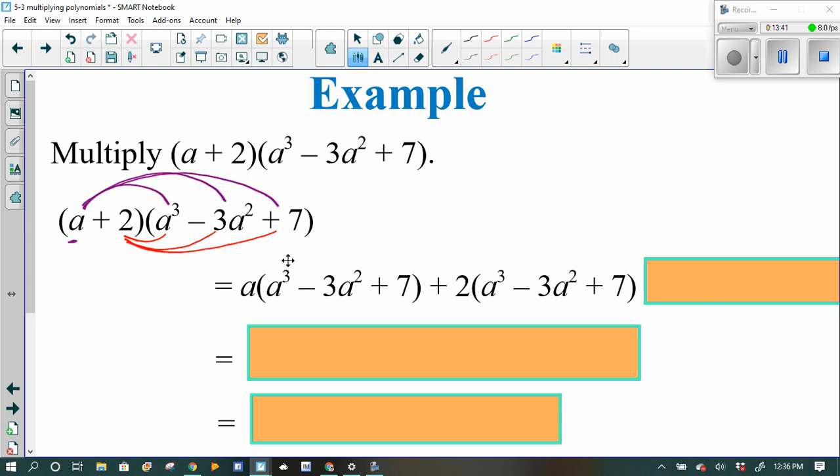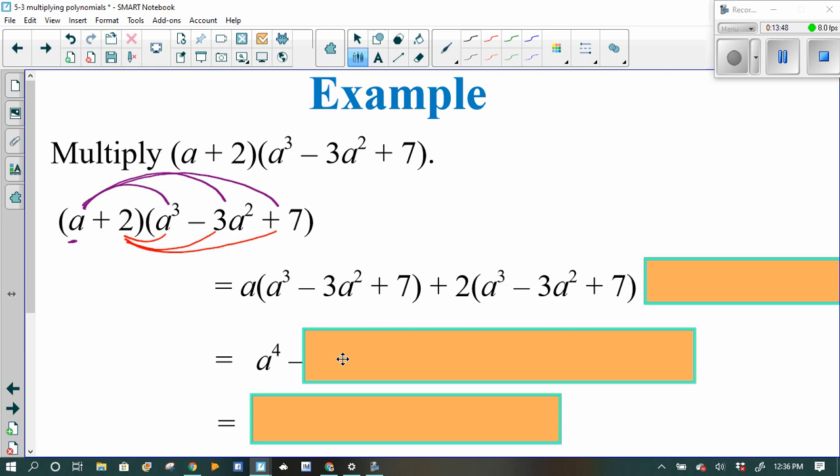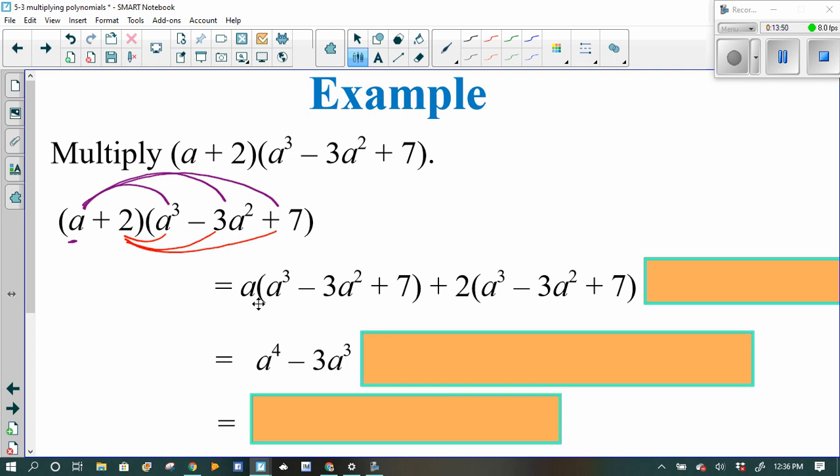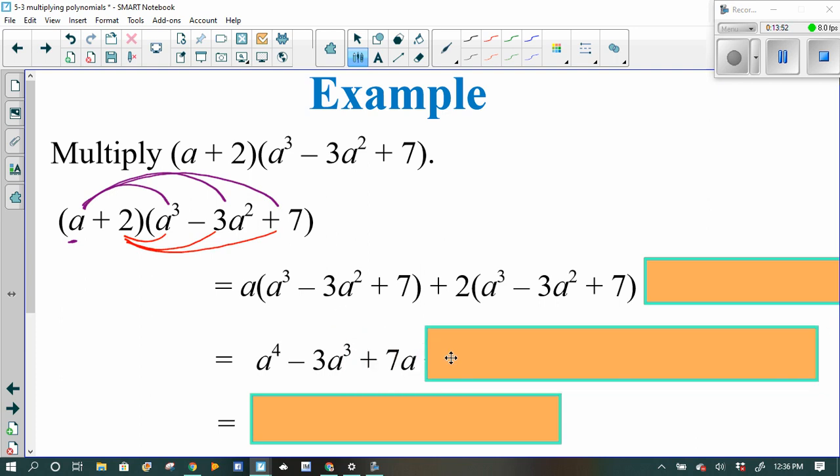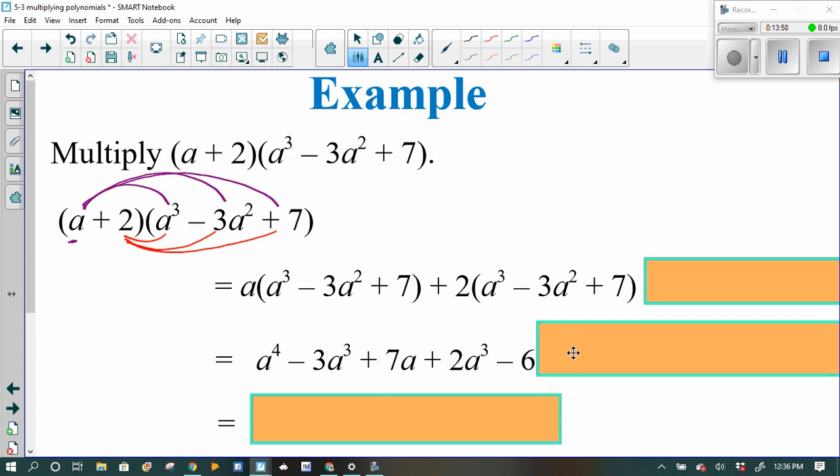Then you would distribute. a times a cubed is a to the 4th. a times negative 3a squared is negative 3a cubed. And a times 7 is 7a. 2 times a cubed is 2a cubed. 2 times negative 3a squared is negative 6a squared. And 2 times 7 is 14.